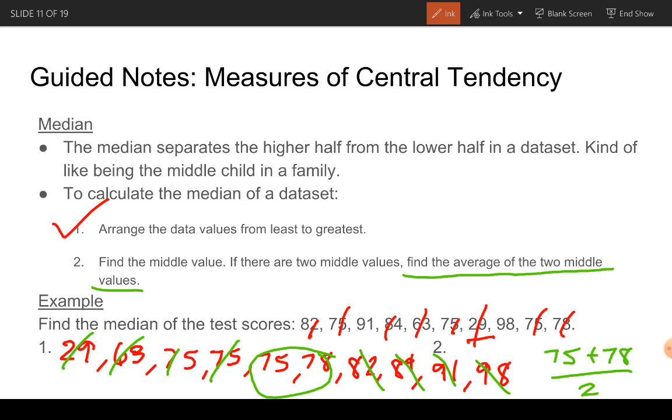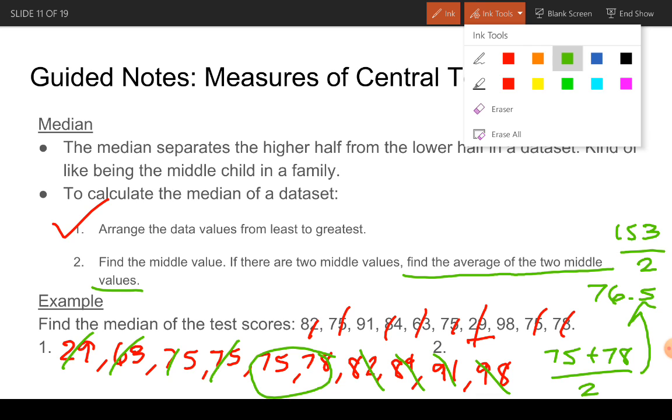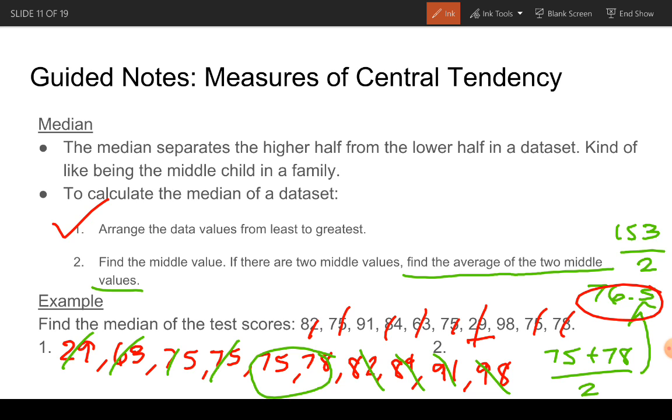When I do this, I get 153 divided by 2, and that answer is 76.5. So my median of the data, the middle number for this data, is 76.5.